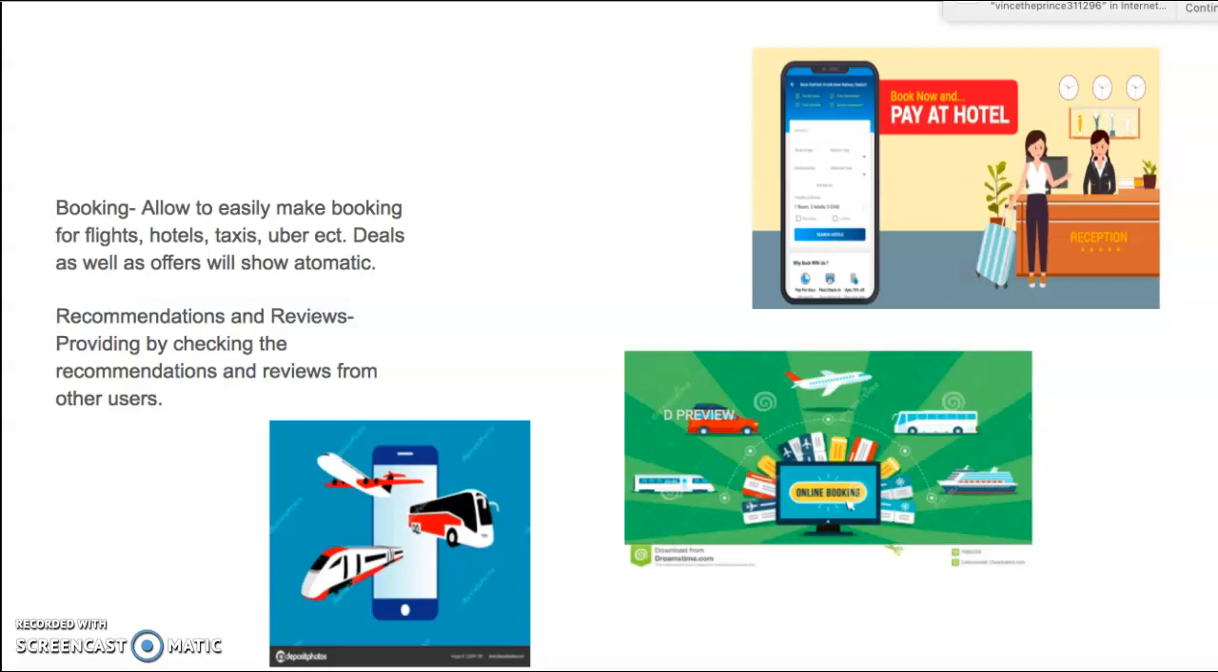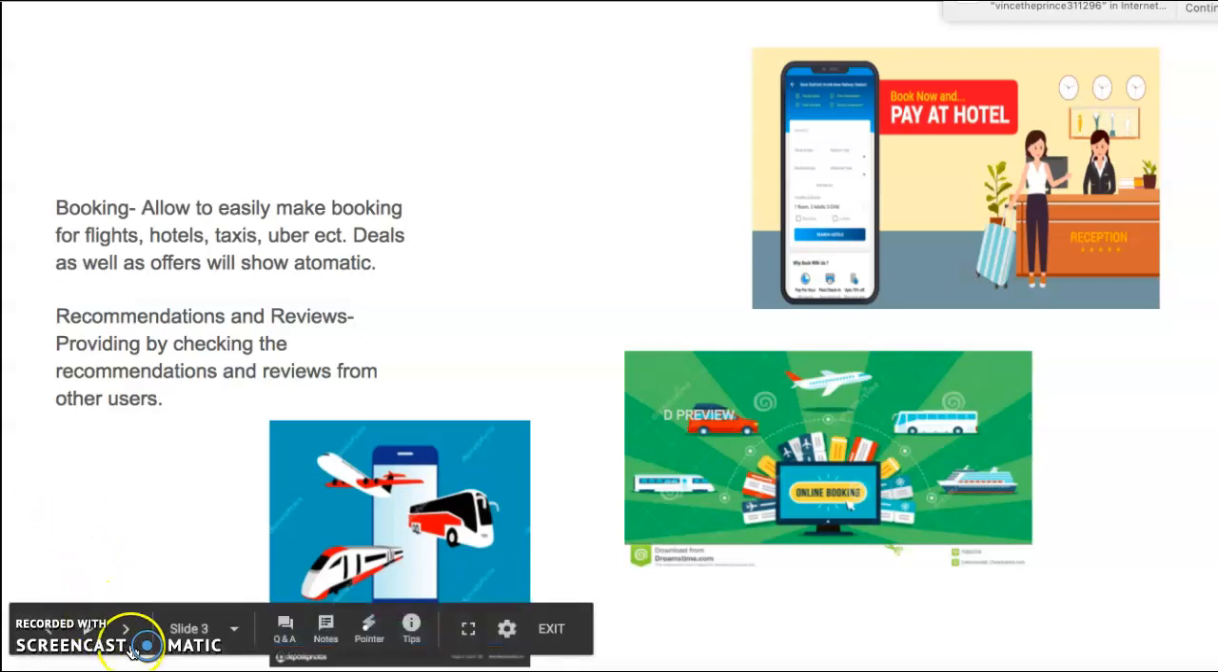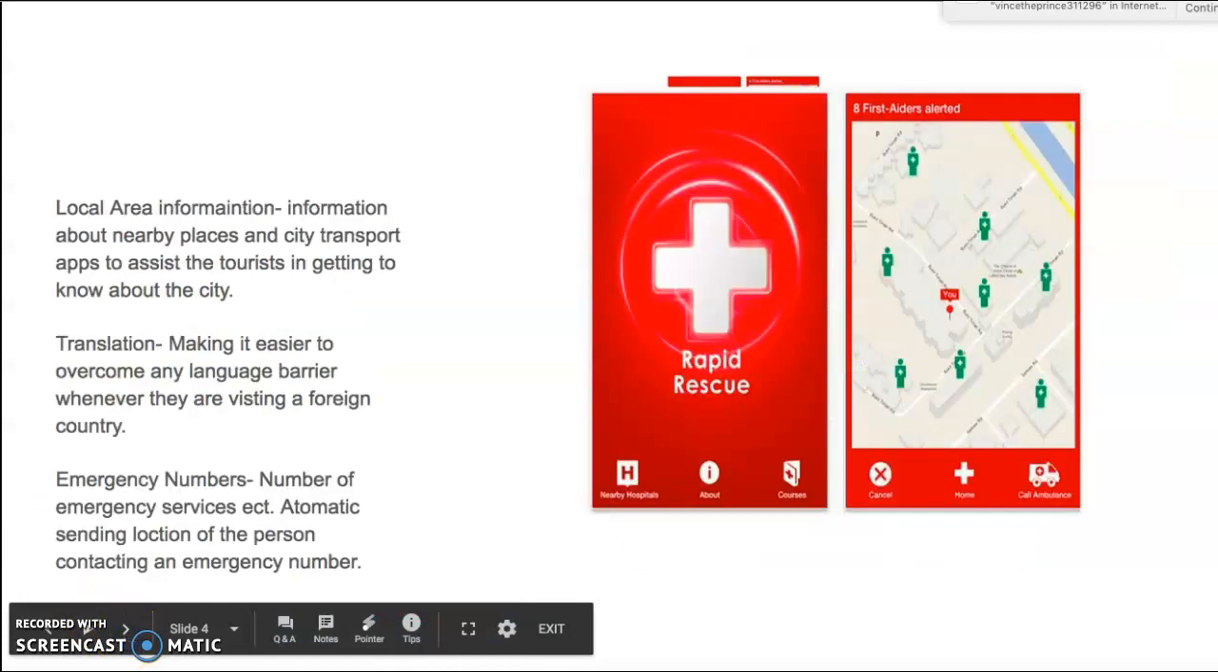Recommendation reviews about the app or about the place, location, food, restaurants, taxi, transportation, from other users that will be using it, so you can check out where you're staying before you stay at the place, if everything's okay, if you're comfortable with it.